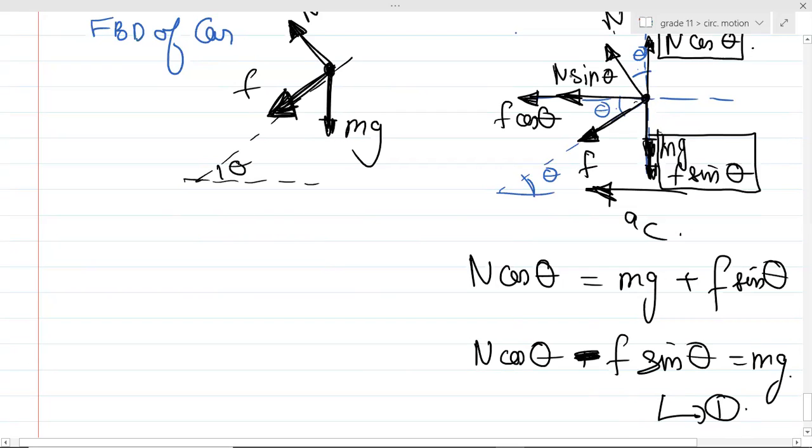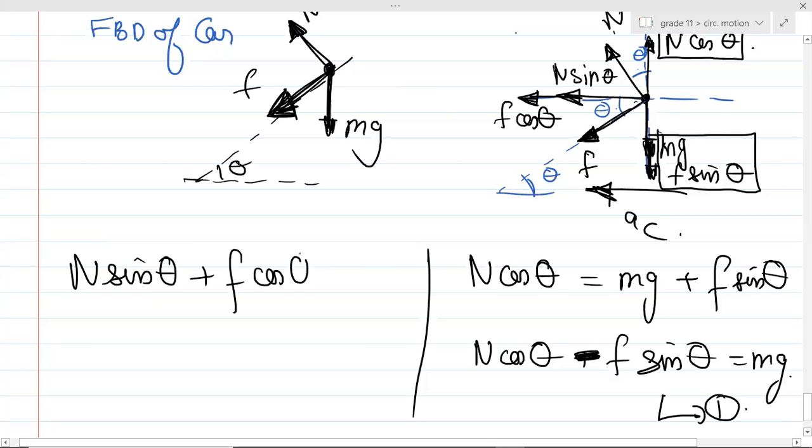And similarly, can you see over here N sin theta plus F cos theta is providing the necessary centripetal force. The combined effect of both of them is providing the necessary centripetal force. Everyone, is this clear, the two equations?